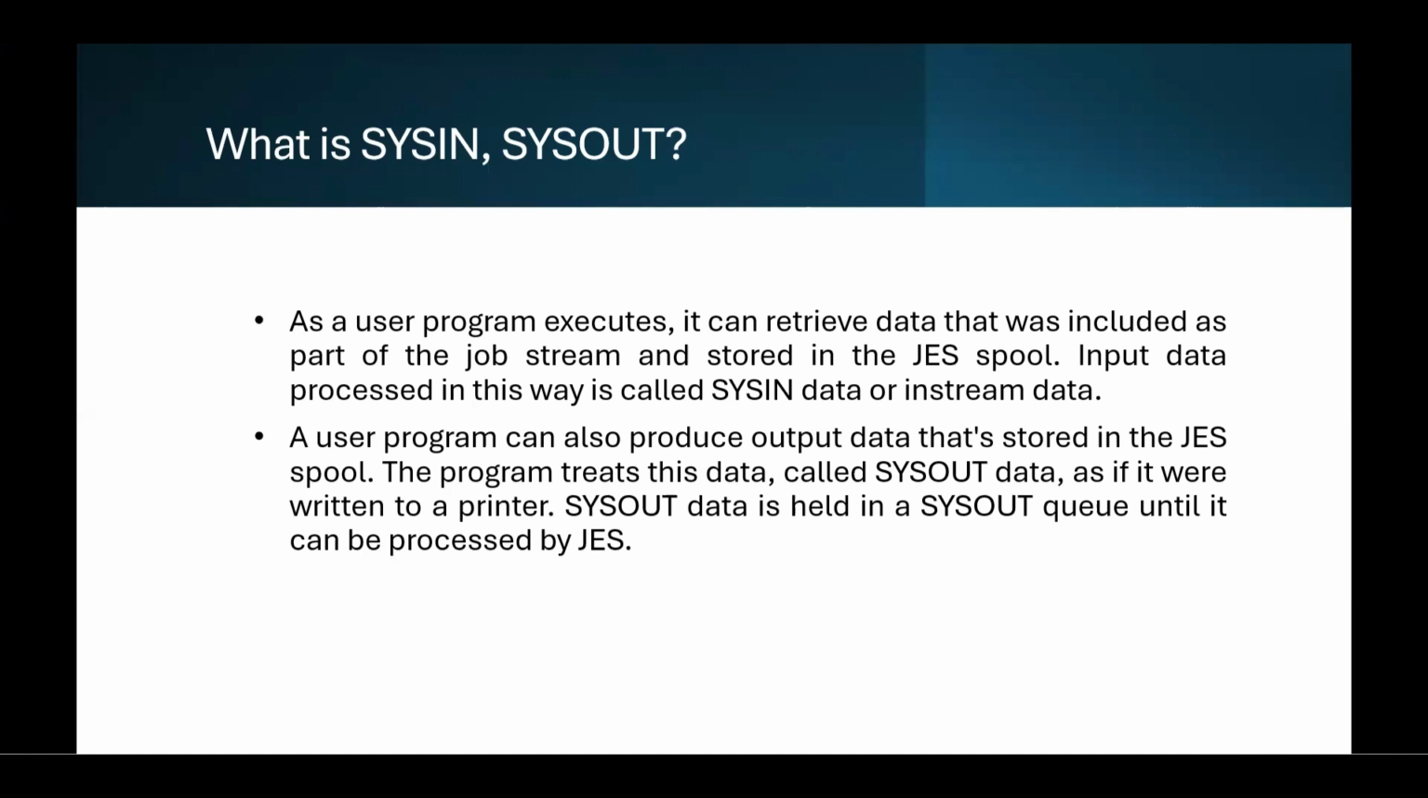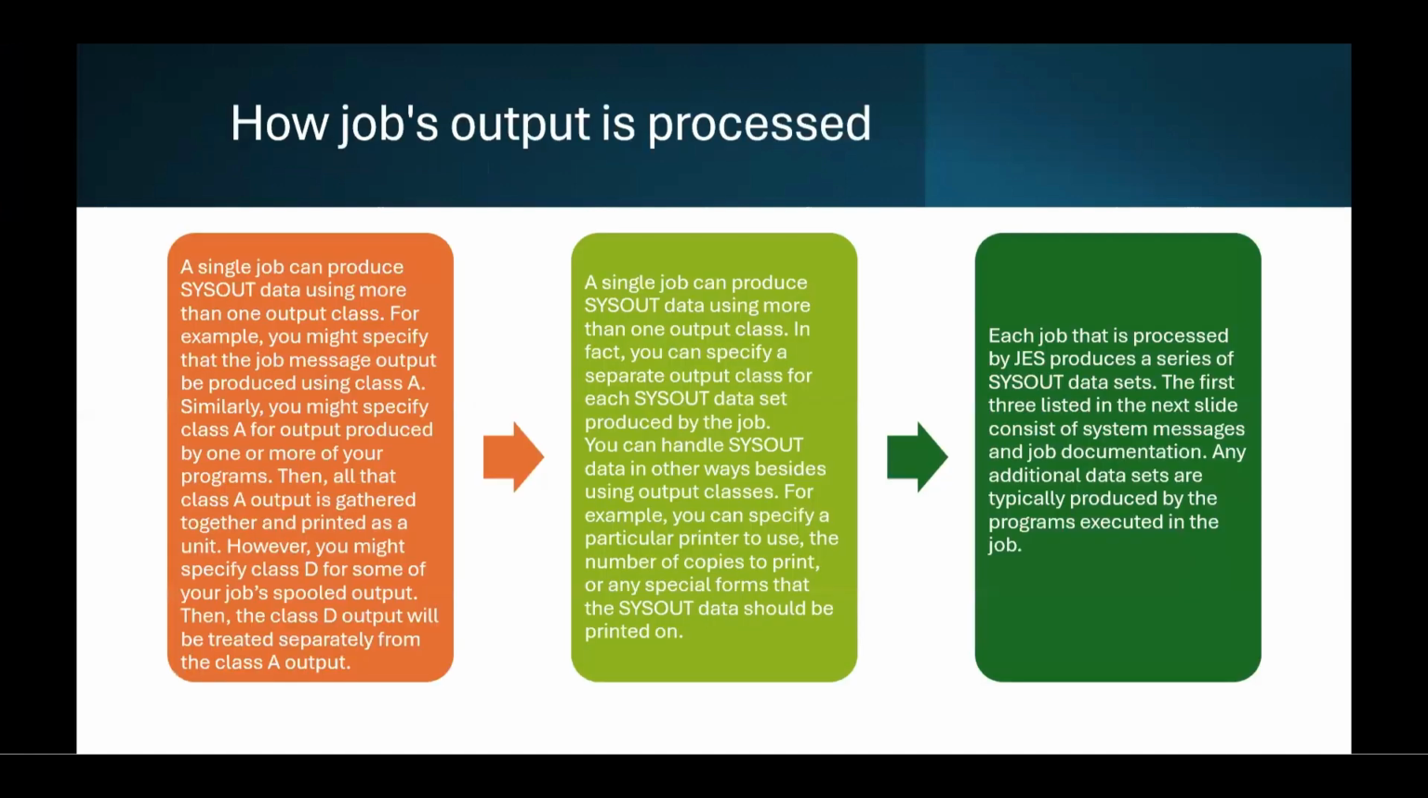Or the outstream data. So we have the in-stream, where we are inputting something in the job, and we have SYSOUT data, where we are getting some output from the job, whether it is any value or any file that can be written to a printer so that we can have that report printed. I hope the concept of SYSIN and SYSOUT is clear. The word itself communicates what it means. SYSIN, we are inputting something in the job. SYSOUT, we are getting output from any particular program. Okay, we will go to the next.